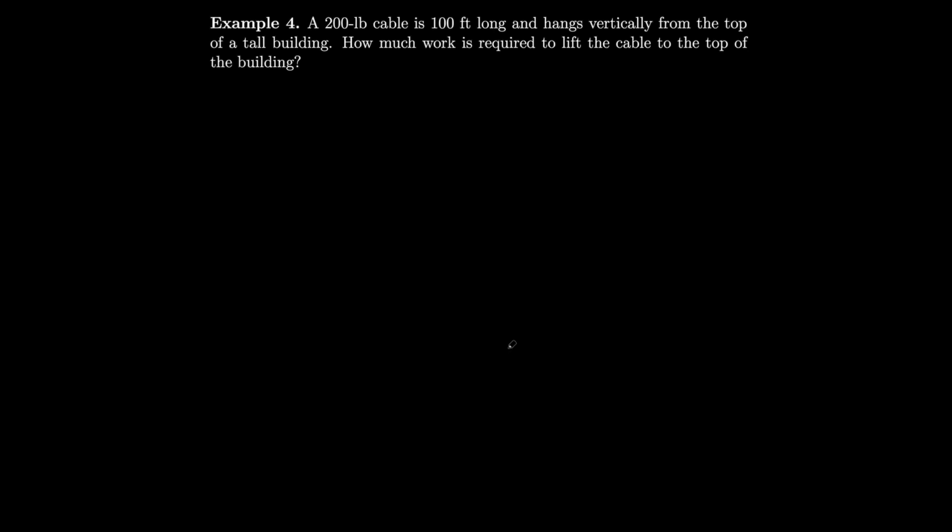Okay, say a 200-pound cable is 100 feet long and hangs vertically from the top of a tall building. Let's see how much work is required to lift the cable to the top of the building. In this case, we cannot use Hooke's law. We'll have to figure out an equation for the force ourselves. We're told that 200 pounds is for the cable, and that's for every 100 feet. So that's the same as saying it's 2 pounds per foot.